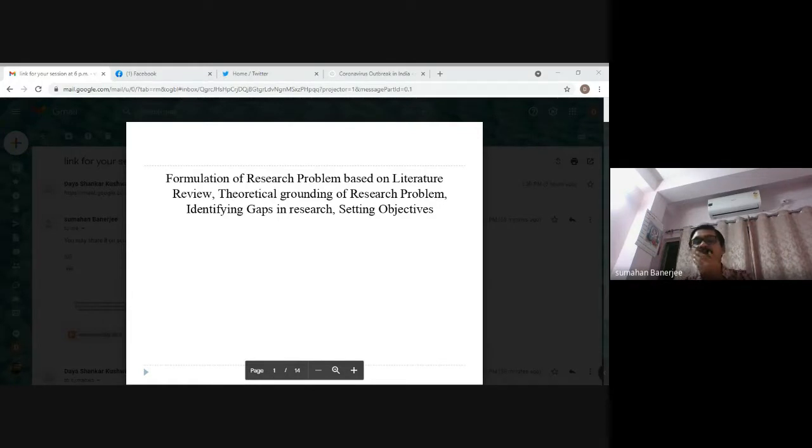The next slide is on the definition of research. When I go to the research question, I start with just a single liner on research and then accordingly move on to that.